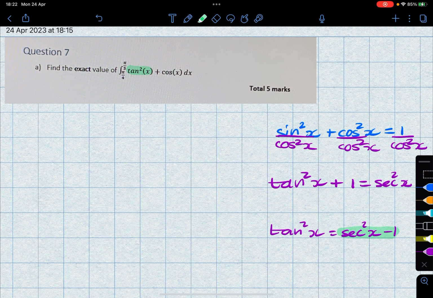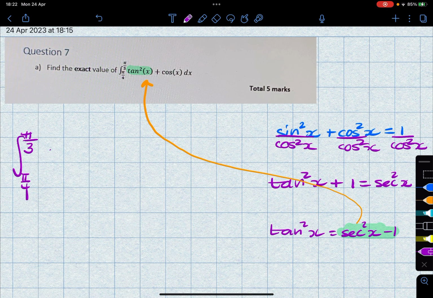And we can use that instead of tan squared. And the reason is we know how to integrate 1 and we know how to integrate secant squared. So our integral now becomes the integral from pi over 4 to pi over 3 of secant squared x minus 1 plus cosine x dx, and I'll lose the brackets there.